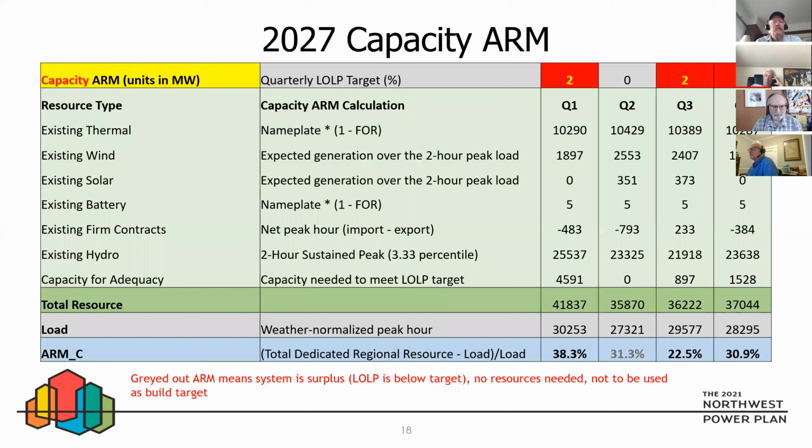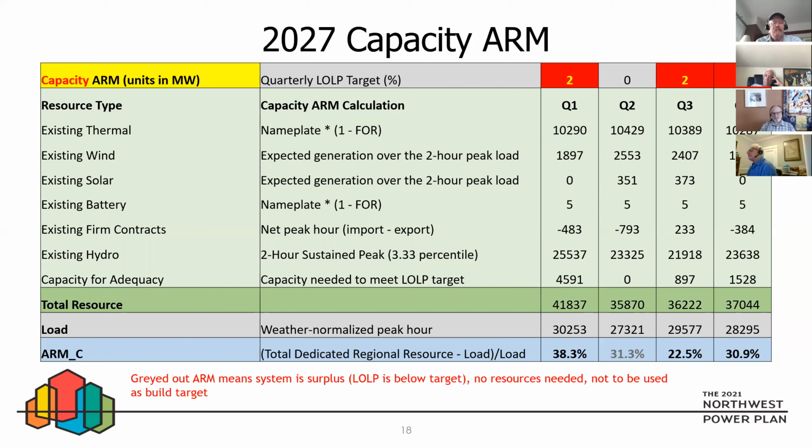How do we calculate it? Well, this is just an example, for 2027, of how we calculate the ARM. Here we've run a power supply for 2027 with all of the retirements and so forth and load growth. And we take the existing thermal, which is the nameplate times 1 minus the forced outage. We take the existing wind, and we calculate what the expected generation is over the 2-hour peak load. We figure out when the 2-hour peak load happens. Same thing for solar. For battery and for firm contracts, we just take the net peak hour. And for hydro, we don't have critical hydro because this is climate change hydro.